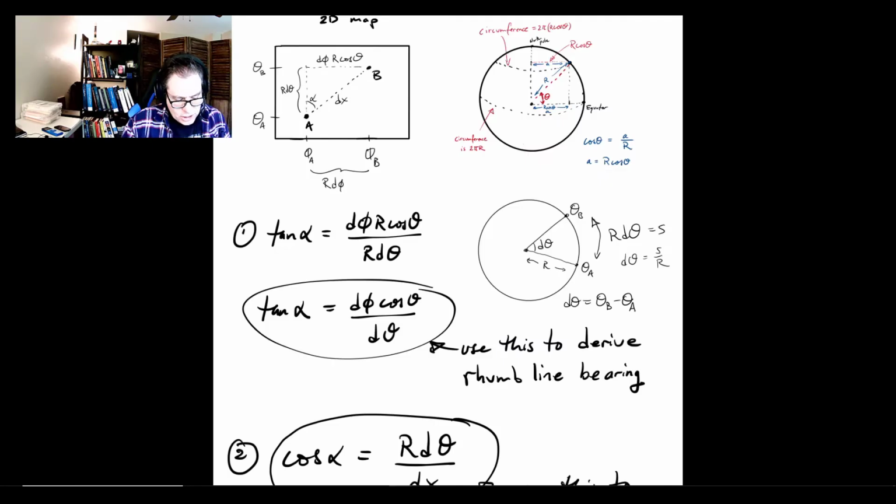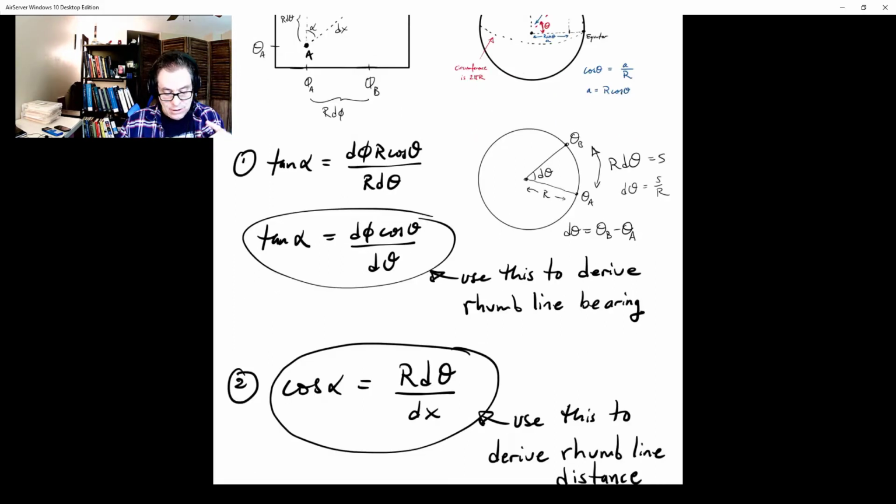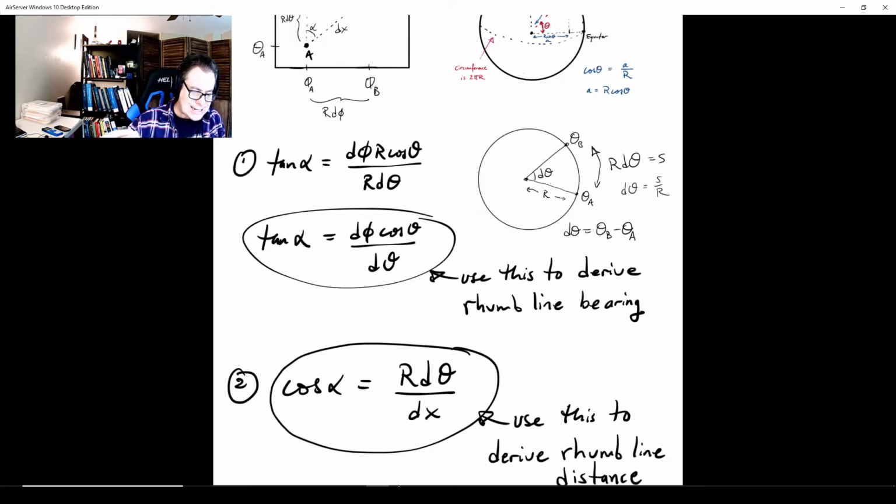So it's this equation that we use first to derive the Rhumb line bearing. I haven't finished that yet. I still need to solve for alpha, and I have to do some integration in order to be able to do that. But that'll be the first derivation, using this relation to derive the Rhumb line bearing. And the other thing that we can get from that diagram is this relationship, which I'm going to use to calculate, or to derive, the Rhumb line distance. And so that's what I'll use to derive Rhumb line distance.